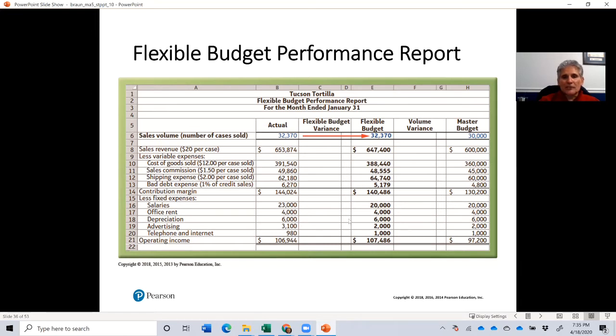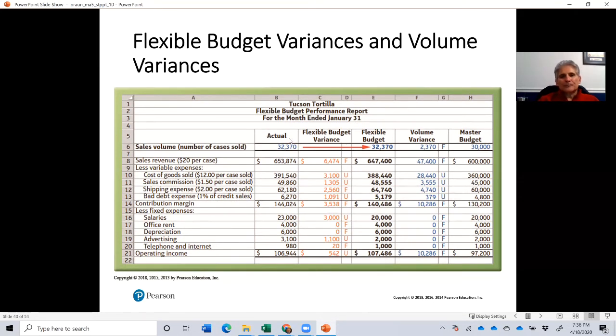Now the fixed costs don't change because they're not a function of the volumes. If they're fixed, they're fixed. So they're going to remain the same. But our variable costs will adjust based upon the volumes. Now we're going to look at our actual numbers and we'll compare it to the flexible.